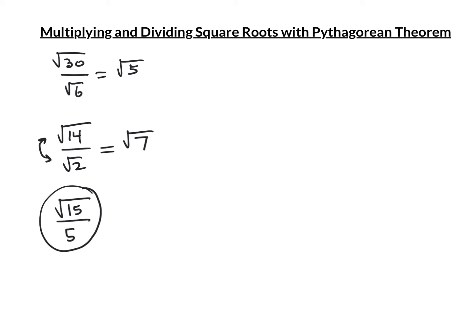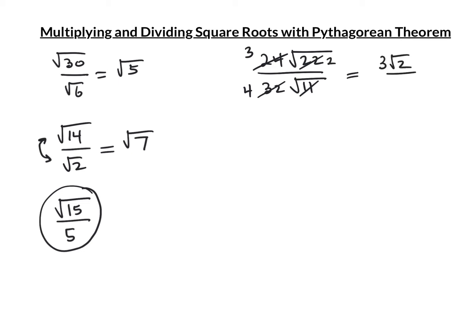You can mix and match, though. If you had 24 root 22 over 32 root 11, I could divide the whole numbers both by 8, and I would get 3 and 4. And root 11 divided by root 22, I can divide them both by root 11, and I get root 2 here. This ends up being 3 root 2 over 4.